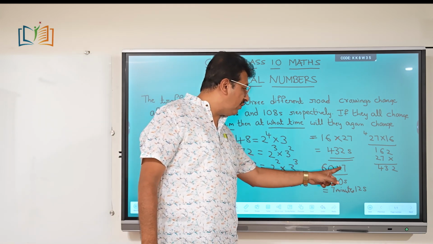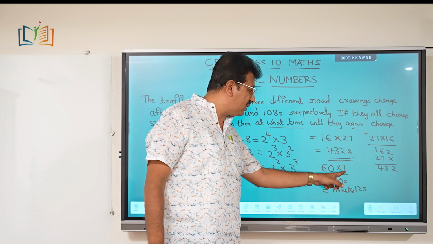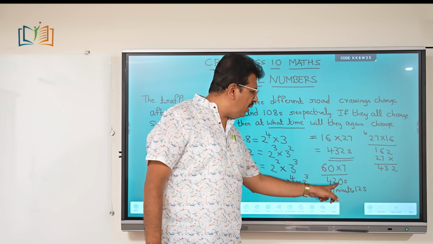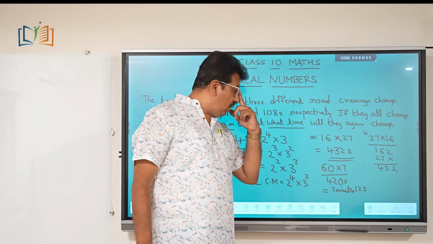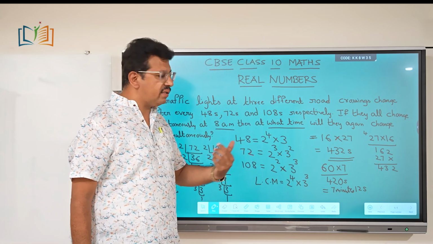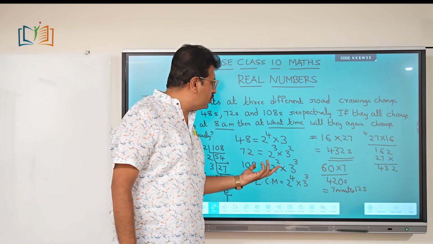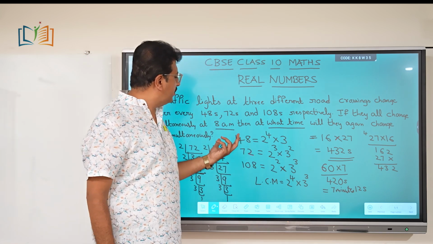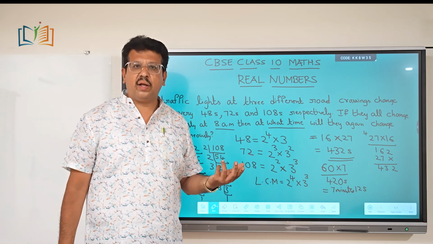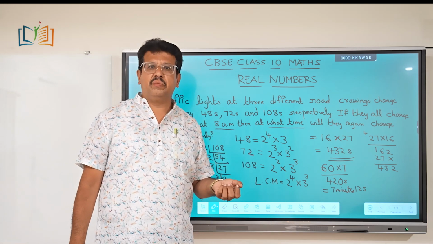So 60 into 7 is how many? It is 420 seconds, so 7 minutes. And 432 is there, so definitely it will be 12 seconds. So you can write: at what time will they again change simultaneously? Your answer has to be 8, 7 and 12 seconds. That should be your answer, the simultaneously.